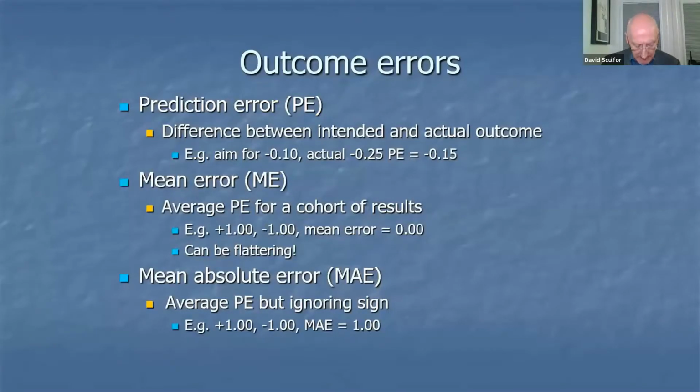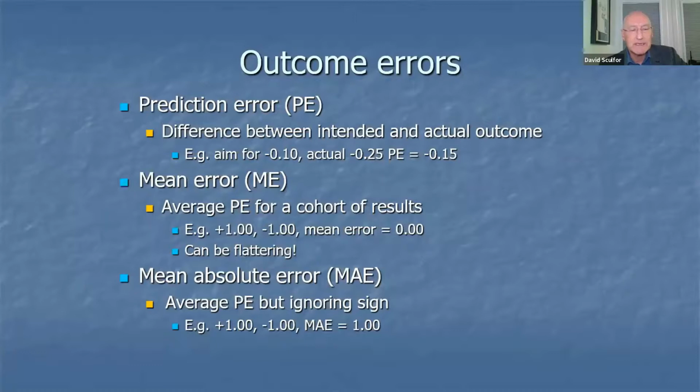There are different kinds of outcome errors that we're trying to predict, that we're trying to correct. So we're interested in prediction errors. This is the difference between the actual outcome and the intended outcome or the predicted outcome. The mean error is where you average out a prediction error for a cohort of results. The problem with that one is if half your patients come out +1 and half your patients come out -1, your mean error is 0, so you can pat yourself on the back, but of course none of your patients are terribly happy. So you've got to be a bit careful with mean error.